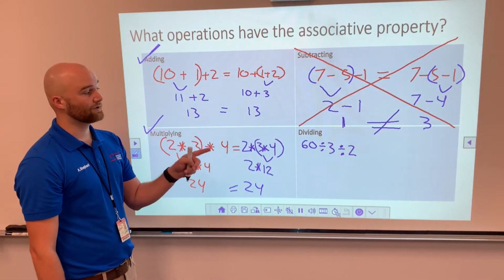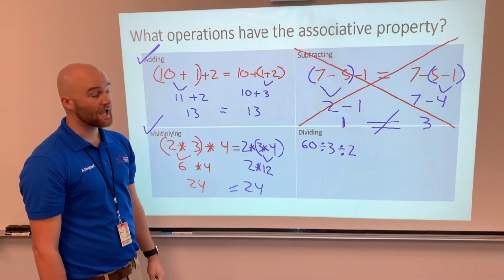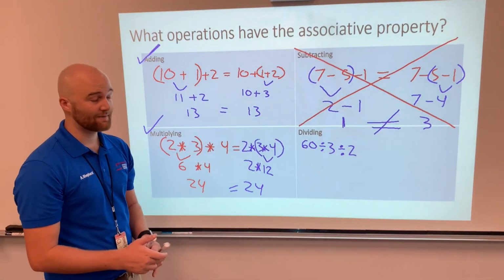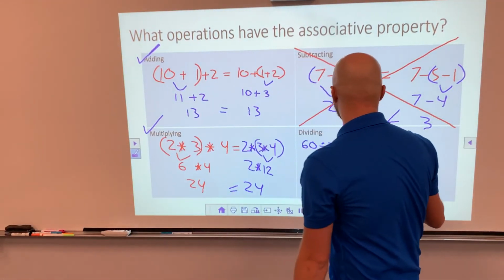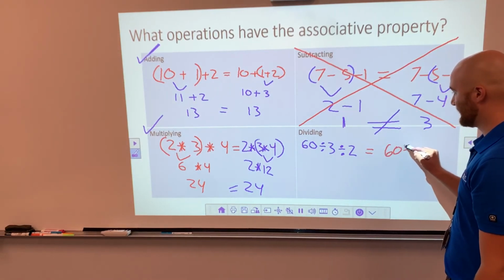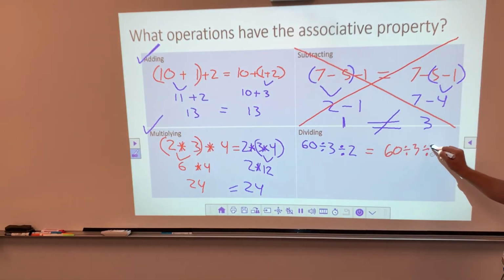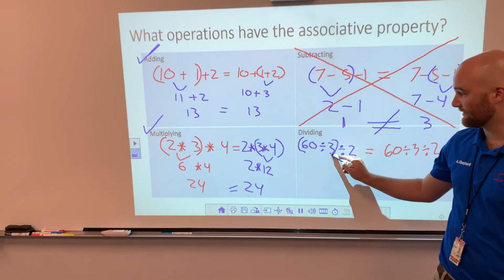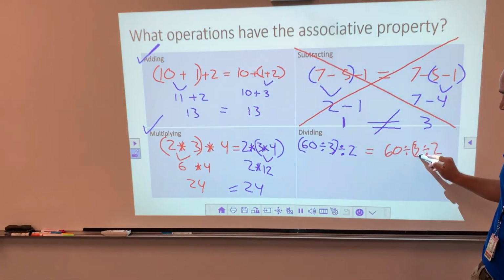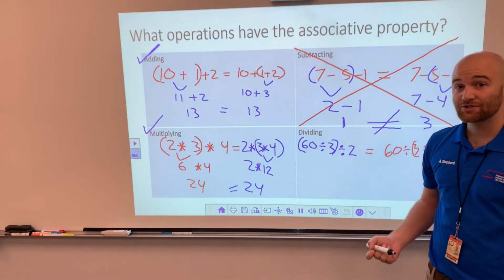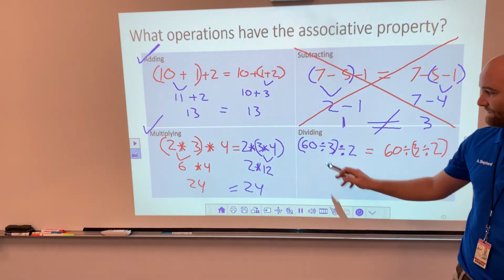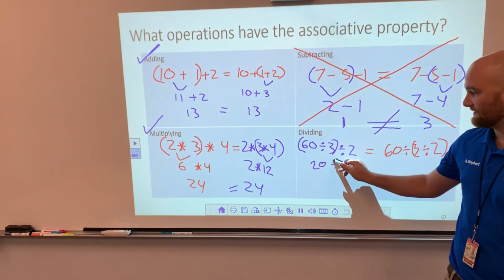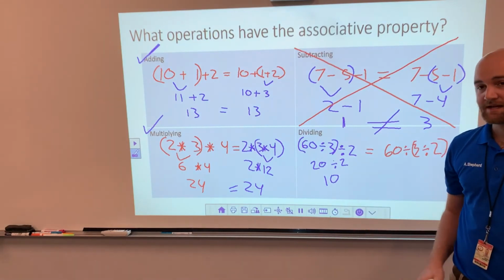If dividing has the associative property, I should be able to group those numbers together in different ways and still get the same answer. Let's test it out. I've got 60 divided by 3 divided by 2. If on the blue, I group together the 60 and the 3, and on the red, I group together the 3 and the 2, let's see what we've got. 60 divided by 3, that's going to give us 20. And 20 divided by 2, that's going to give us 10.